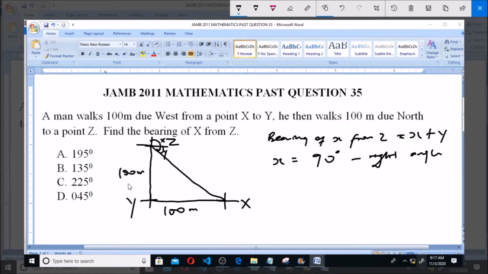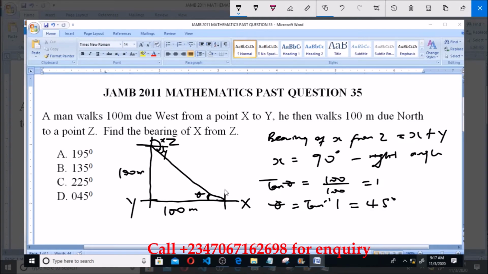Now, since we have here to be 100 and here to be 100, we can find this angle here. Let's call this angle theta. We know this angle theta is equal to this Y, alternate angles. So let's find angle theta first of all. Since the opposite is 100 and the adjacent is 100, we can use tan theta. Tan theta is equal to 100 over 100, which is equal to 1. So theta will be equal to tan inverse of 1, and that is equal to 45 degrees.